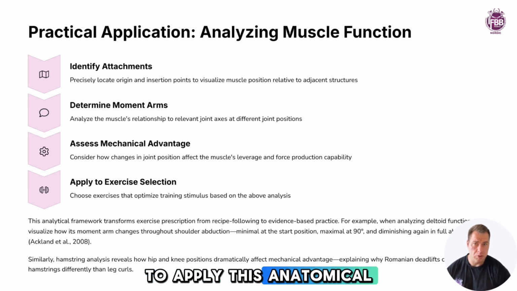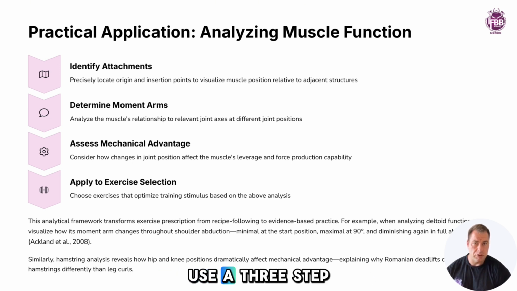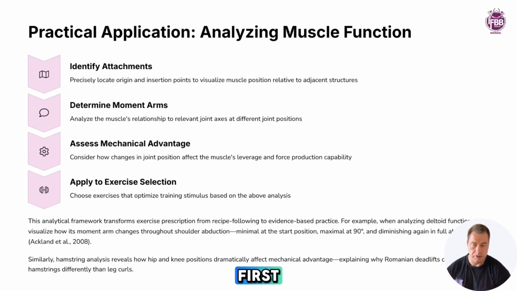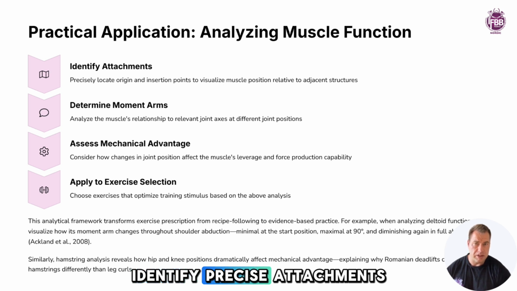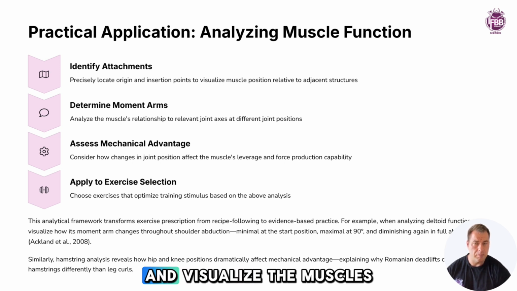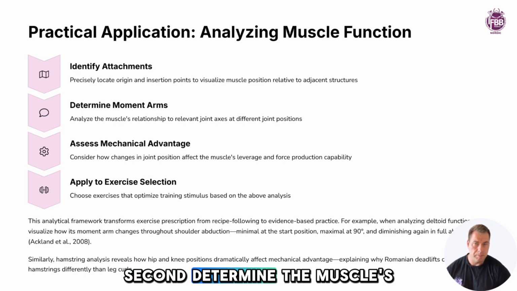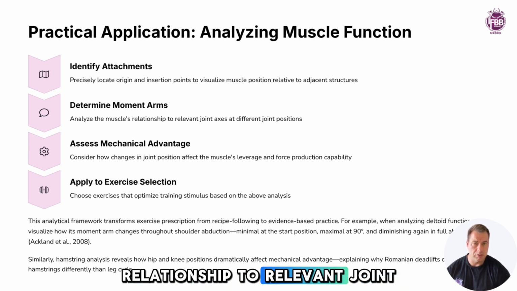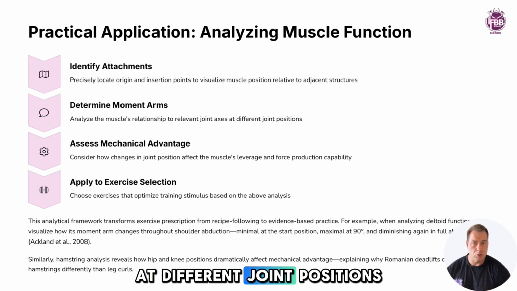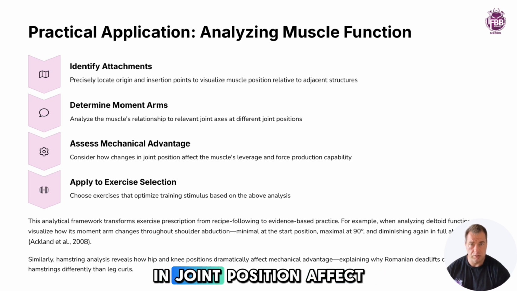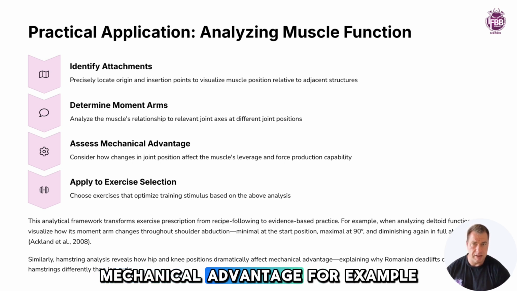To apply this anatomical knowledge practically, use a three-step framework for analyzing any muscle's function. First, identify precise attachments and visualize the muscle's position relative to adjacent structures. Second, determine the muscle's relationship to relevant joint axes by analyzing moment arms at different joint positions. Third, consider how changes in joint position affect the muscle's mechanical advantage.